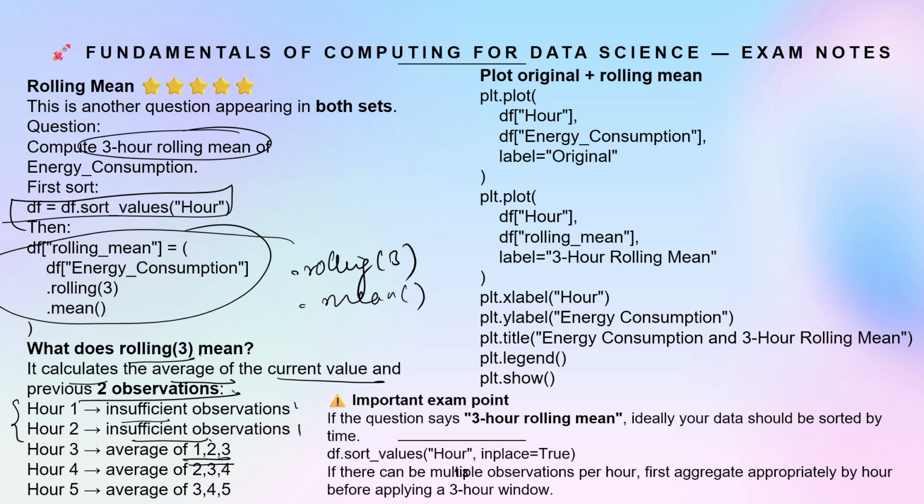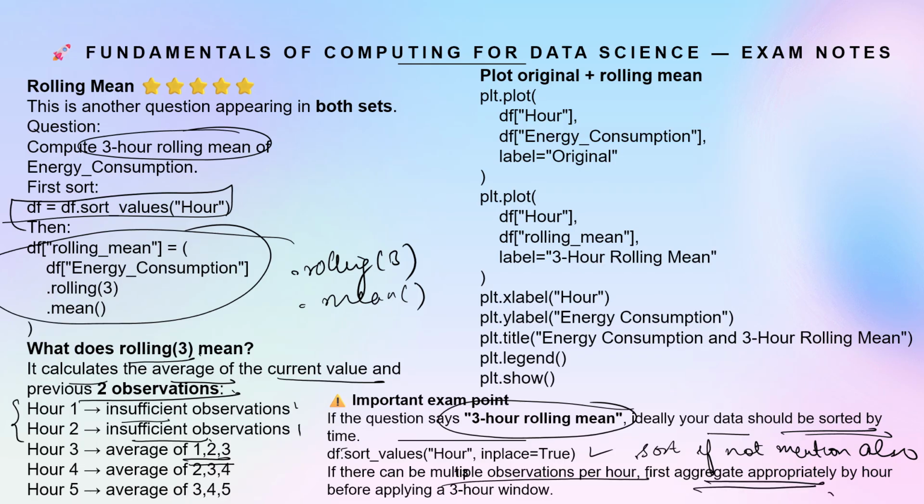If the question says 3-hour rolling mean, ideally the data should be sorted by time, but you should sort it even if not mentioned. If there are multiple observations per hour, first aggregate appropriately before applying a 3-hour rolling mean. The aggregate function is very important in this case.